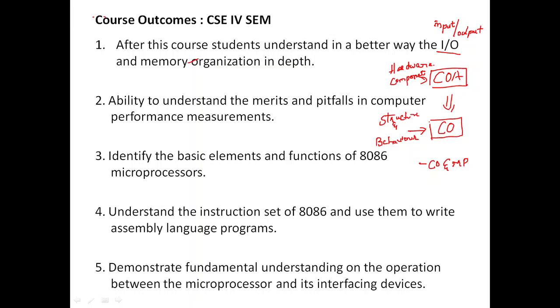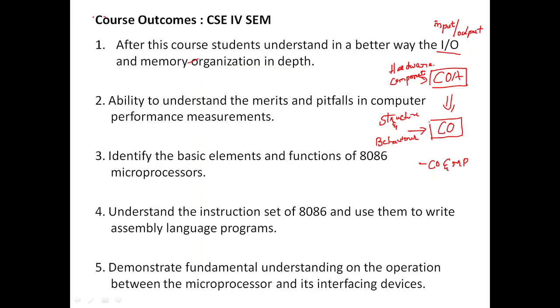So in this first outcome, you will understand in a better way the IO and the memory organization: how the inputs and outputs are organized, how they are structured, and what the behavior of input output organization is, and also the memory organization. When it comes to memory, it plays a very important role.